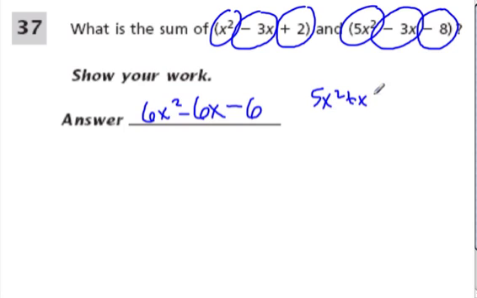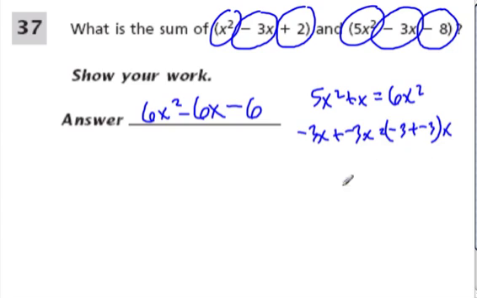5x squared plus x, that's 6x squared. Negative 3x plus negative 3x, you can say that's the same thing as negative 3 plus negative 3 times x, or negative 6x, and then 2 plus negative 8 is negative 6. You can break it in parts.